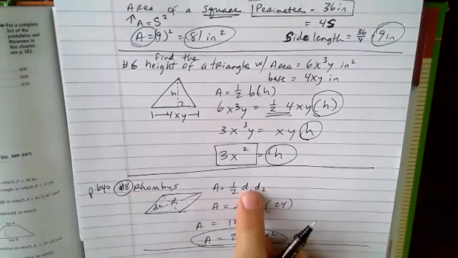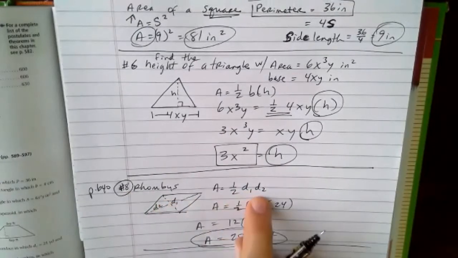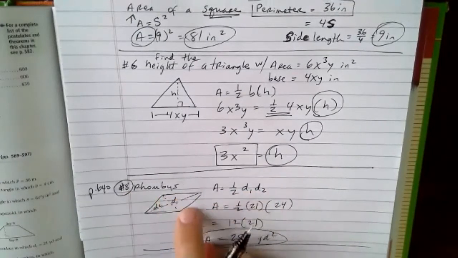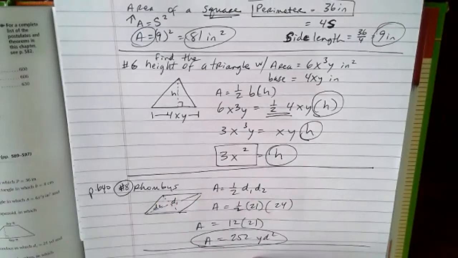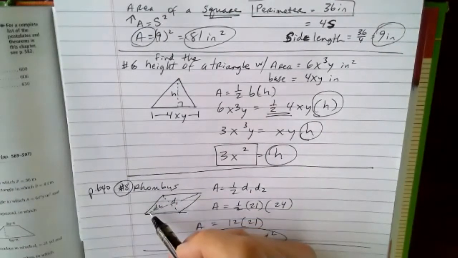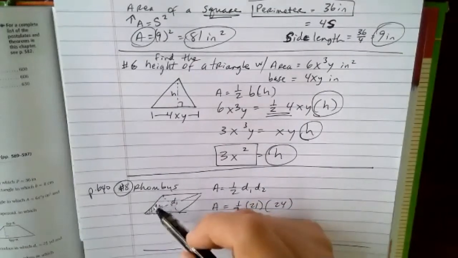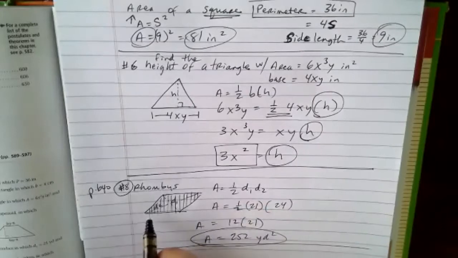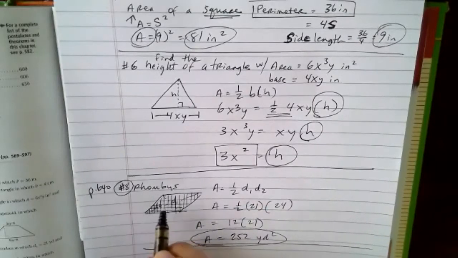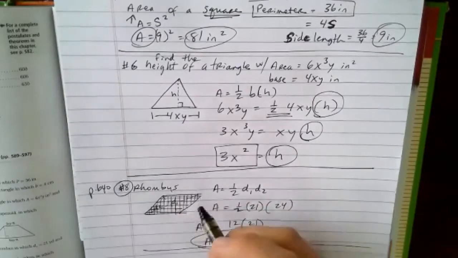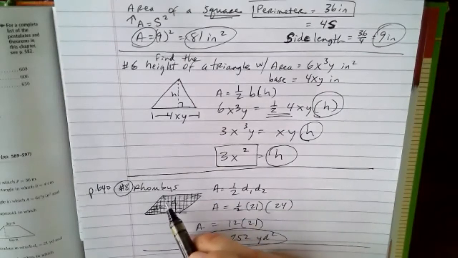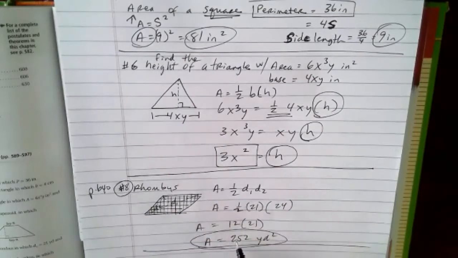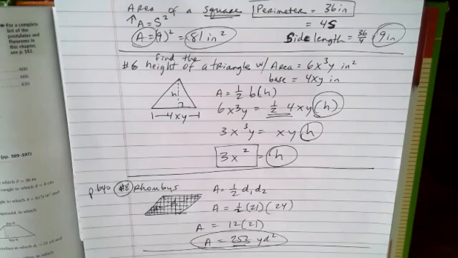And we use this formula for the rhombus, 1/2 of D1 times D2, where the D's are diagonals. And we had the lengths here. You don't have to draw this, but I'm just showing you what area means in this problem. If you were to go in here like this and count up all these little squares inside of this area, you would count 252 squares. That's what that means, okay?